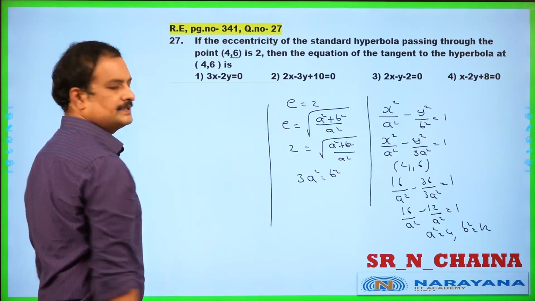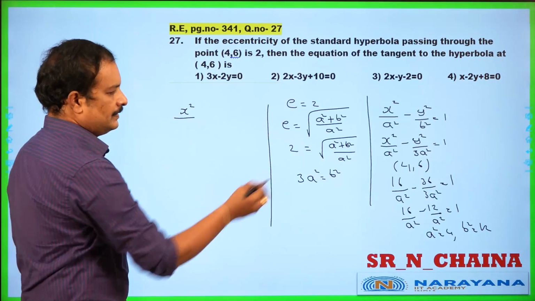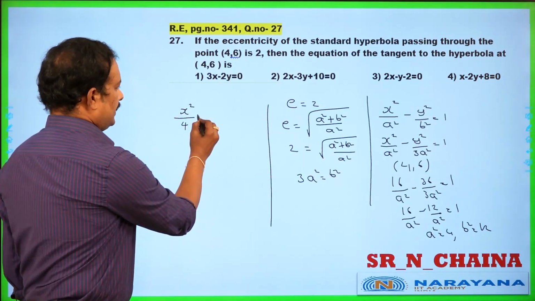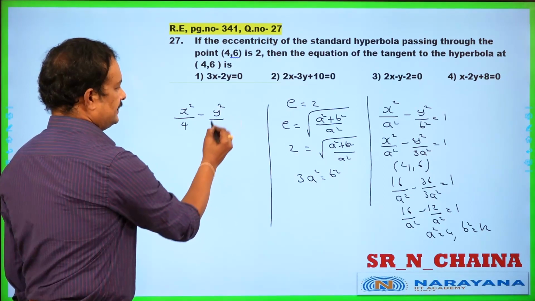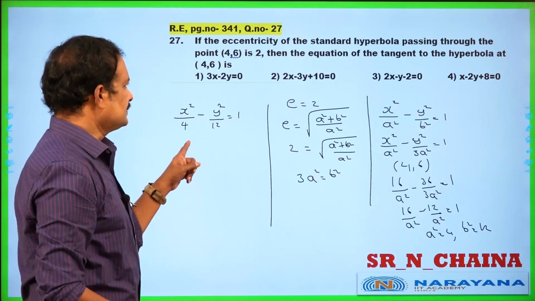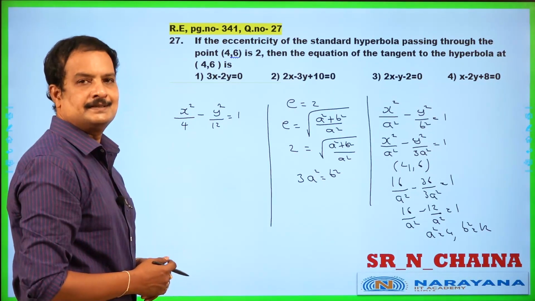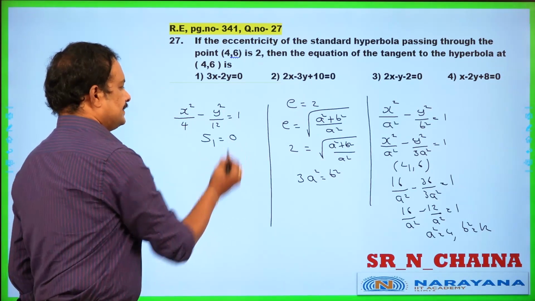So we can now say that the hyperbola equation is x square by a square, which is 4, minus y square by b square. The b square, we got it already, that is 12, equal to 1. This is the hyperbola equation. Now at the point (4, 6), we should find out the tangent equation. That is nothing but the formula S1 equal to 0.